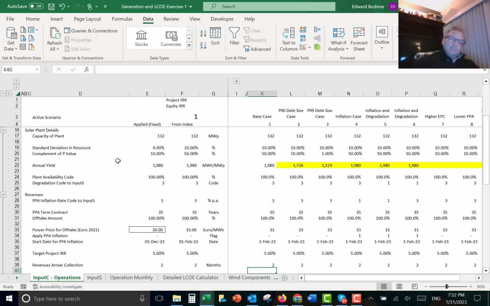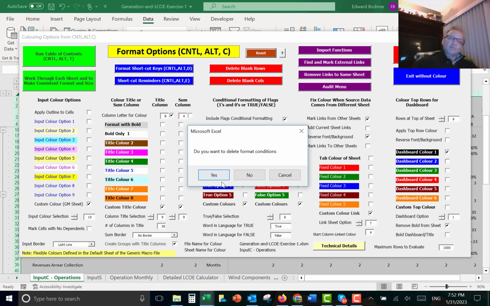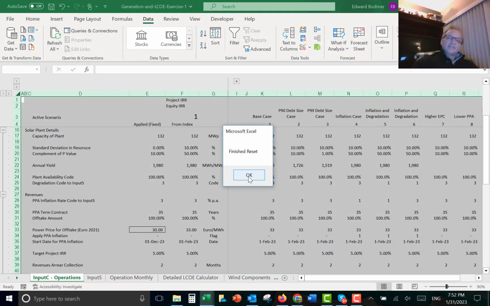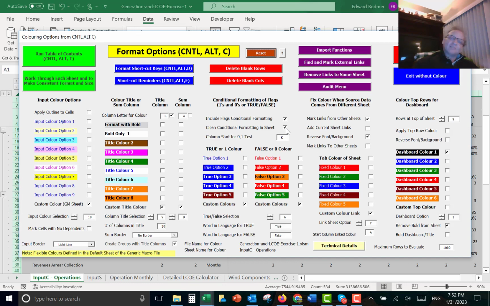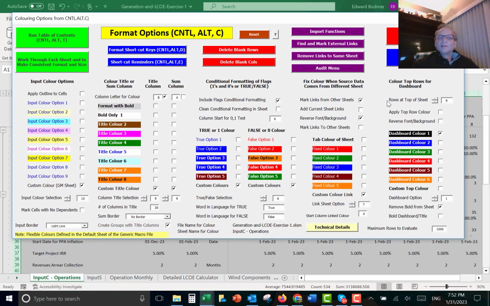All right, let's press Control-Alt-C. I can relax for a second. Do you want to delete the format conditions? Let's put no for once. It does the reset. You've got to make absolutely sure that if you had conditional formatting, you unclick that one, and then you can color the sheet. I hope I put them in B, and let's put a beautiful little black thing on the top with 4 things.